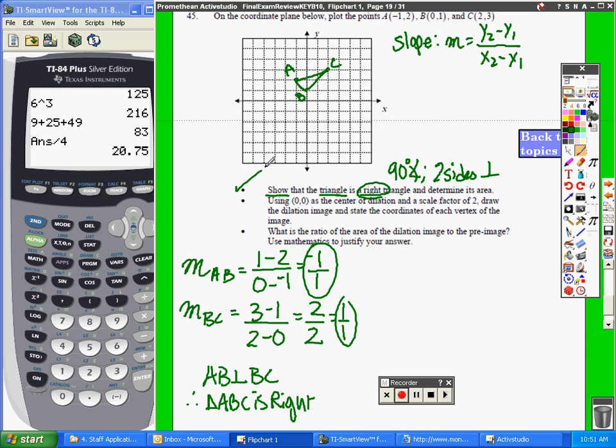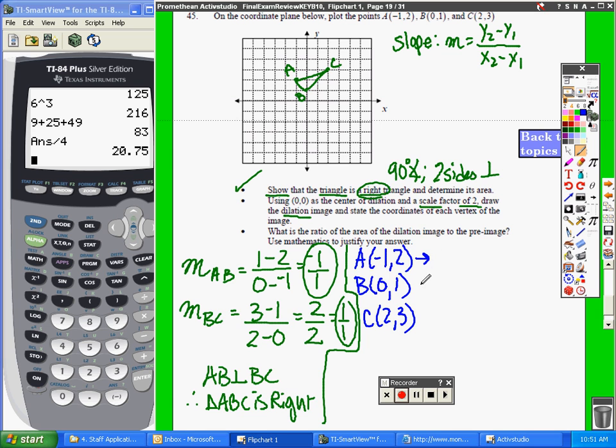Step 2, how about dilation? Dilation meaning to make it bigger. Same exact shape, but bigger. And they want us to perform a dilation with a scale factor of 2 on each of the vertices of this triangle. Basically, that means I'm just going to multiply the vertices by 2. So in a new color down here, I'm going to look at A, which was -1, 2, B was 0, 1, and C is 2, 3.